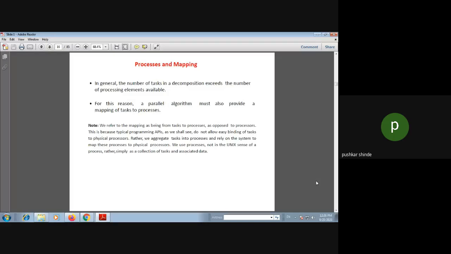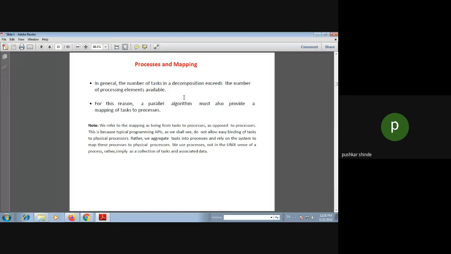Now processes and mapping. In general, the number of tasks in a decomposition exceeds the number of processing elements available. So normally the number of tasks into which the problem is decomposed is more than the number of processors or processing elements available in the parallel platform.